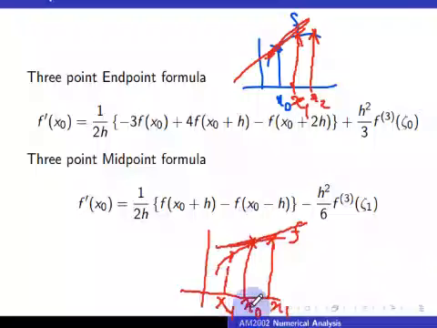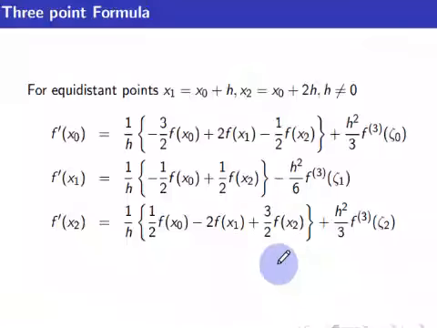So here you can say x naught is the midpoint or center of these 3 points, right? So this method is called the 3-point midpoint or central difference formula, 3-point central difference formula, or you can say the 3-point midpoint formula, right? So as we did previously, we can find the Lagrange interpolation that passes through these 3 points, right? We can find that formula, right?